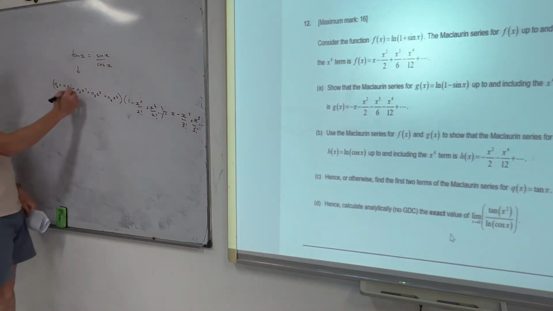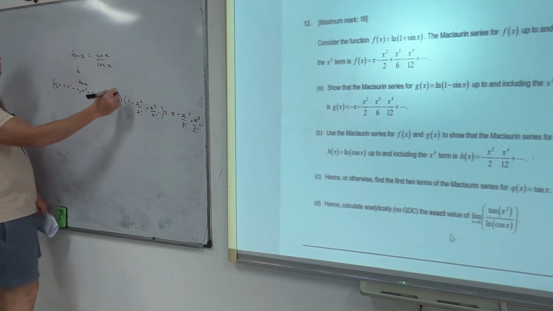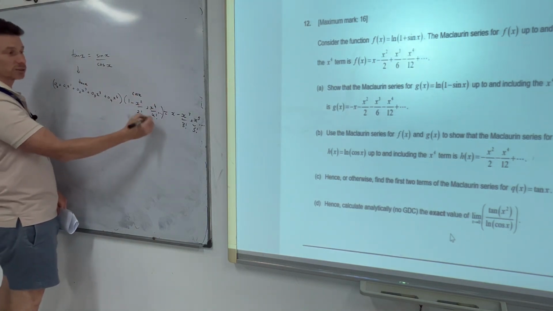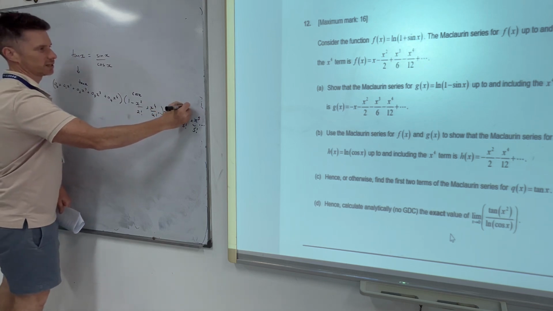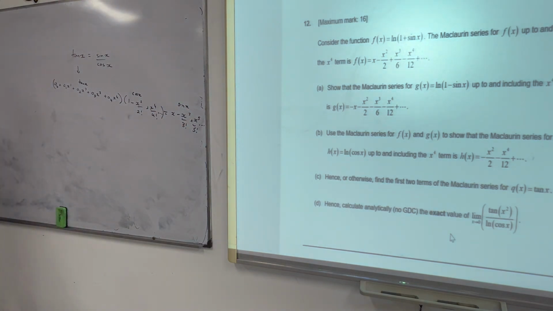So this is what I've called tan x. This is what I've called cosine x. This is cosine x from the formula, and this is sine x. So those multiplications on the left-hand side must equal the right-hand side. How many do I need? I only need the first 2. So that's sweet.